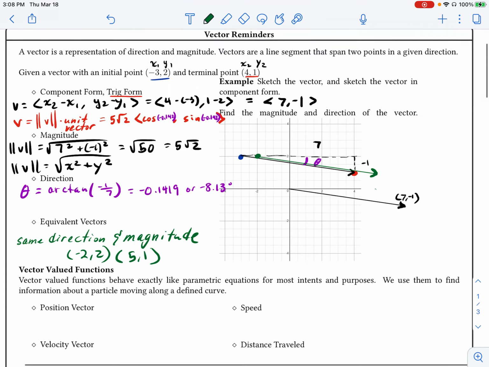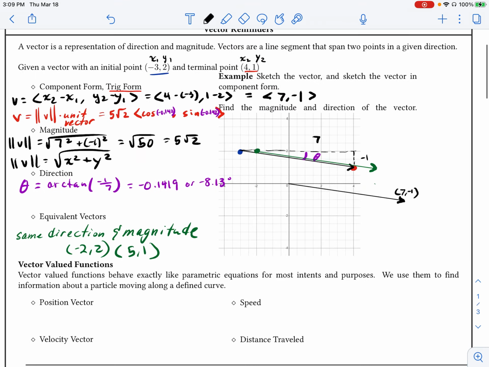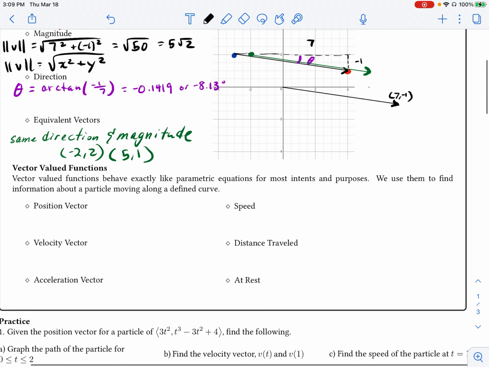So that was a quick recap of vectors and just some reminders on how vectors work and some important notation bits. Now let's move on to talking about vectors as functions, or vector valued functions. So I mentioned earlier in the video that vector valued functions effectively work like parametric equations. So we are going to use these to give ourselves some information about things like the position, the velocity, and acceleration, all concepts that we've covered in this course.